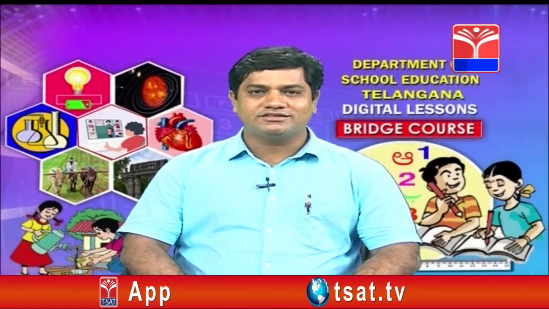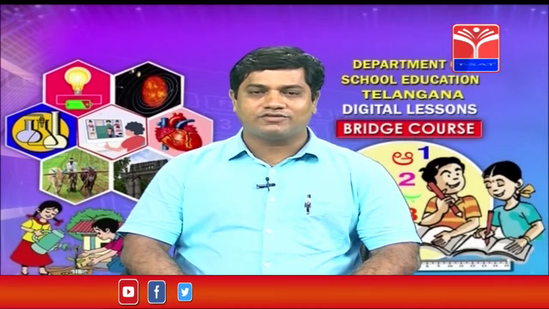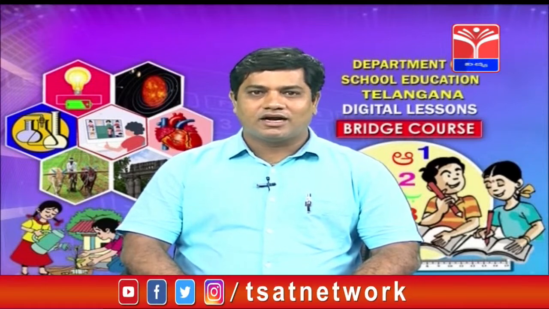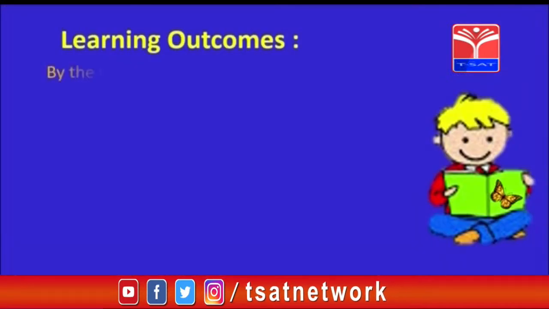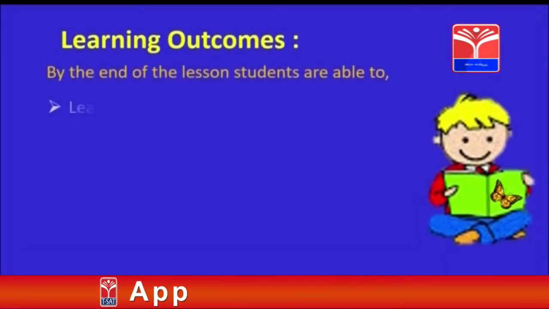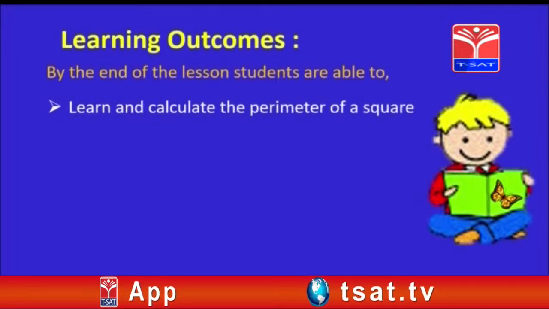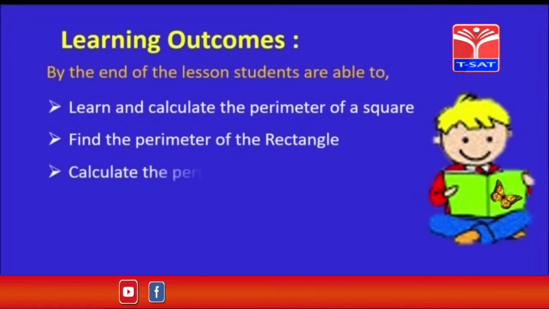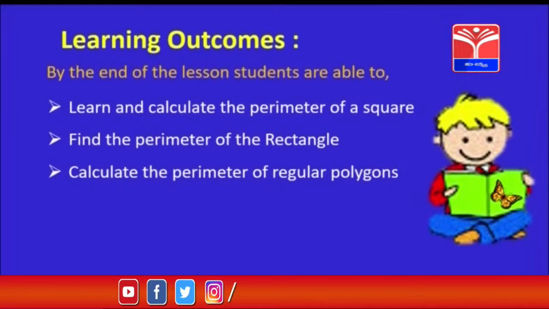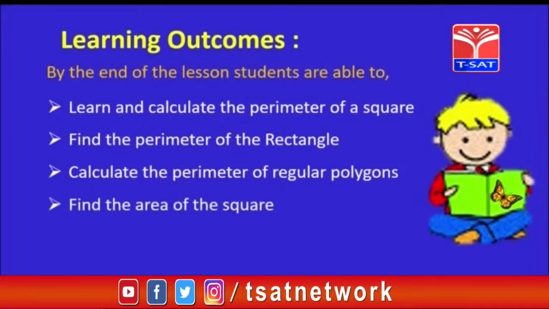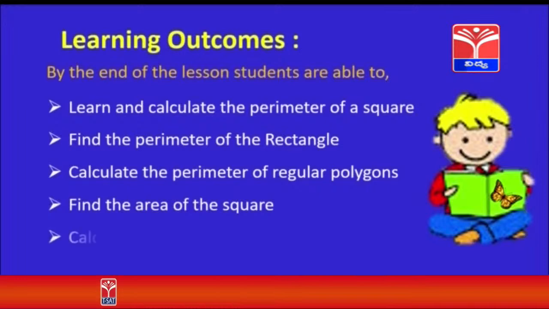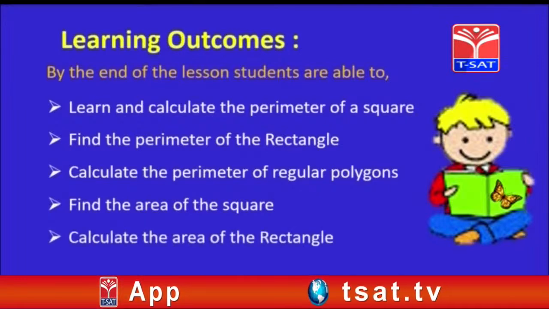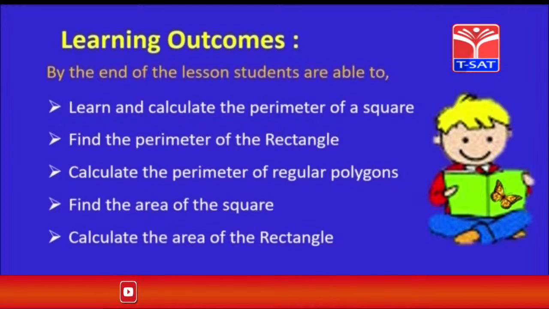Today our topic is perimeter and area of 2D shapes. Okay children, observe the learning outcomes here. By the end of the lesson, students are able to calculate the perimeter of a square, calculate the perimeter of a rectangle, calculate the perimeter of regular polygons, and calculate the area of the square, area of the rectangle, and area of the regular polygons. And here we study the perimeter and area of 2D shapes: triangle, square and rectangle.